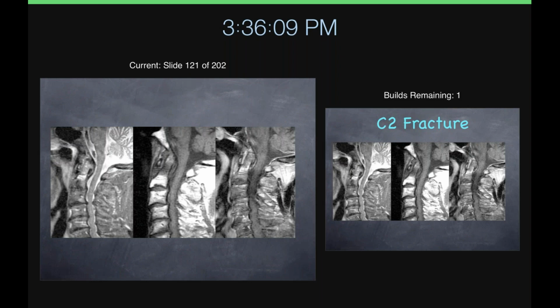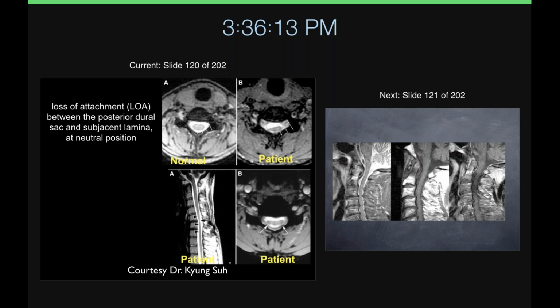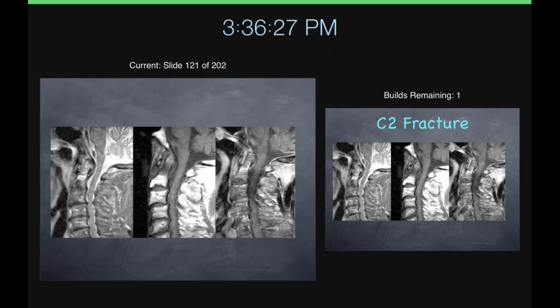There, the T1 weighted, that's different. So, and this is another case where it's thought that there was a hypermobility at this level, which was basically contusing the cord. Okay. All right. Let's see. Next.